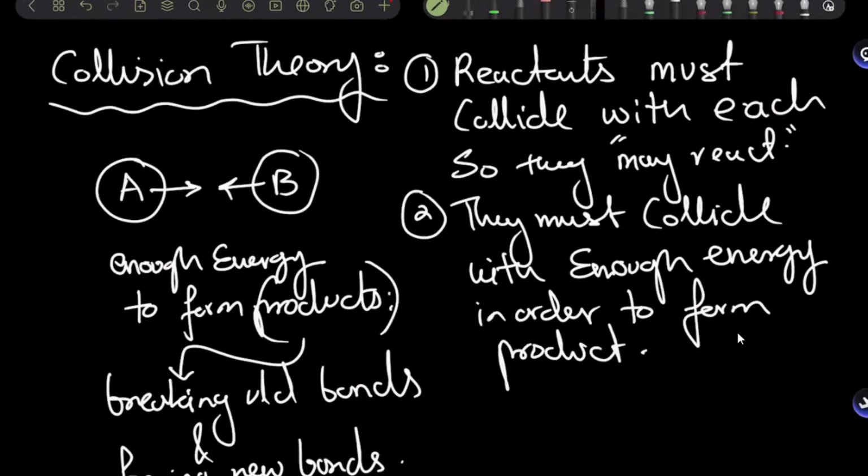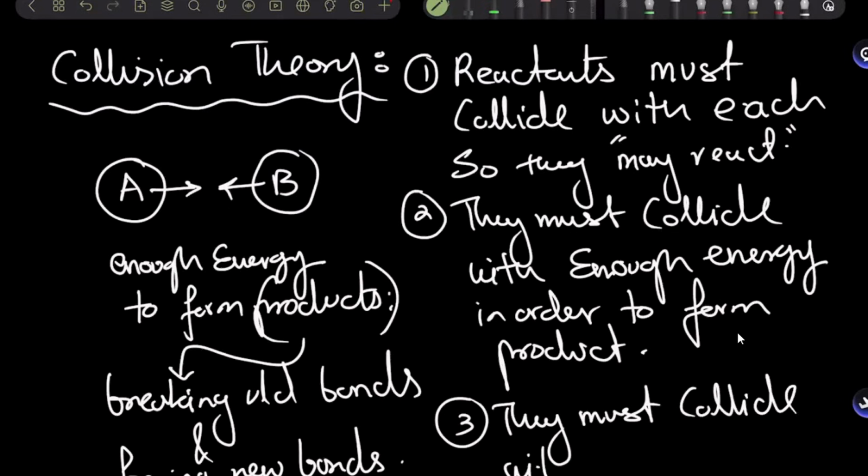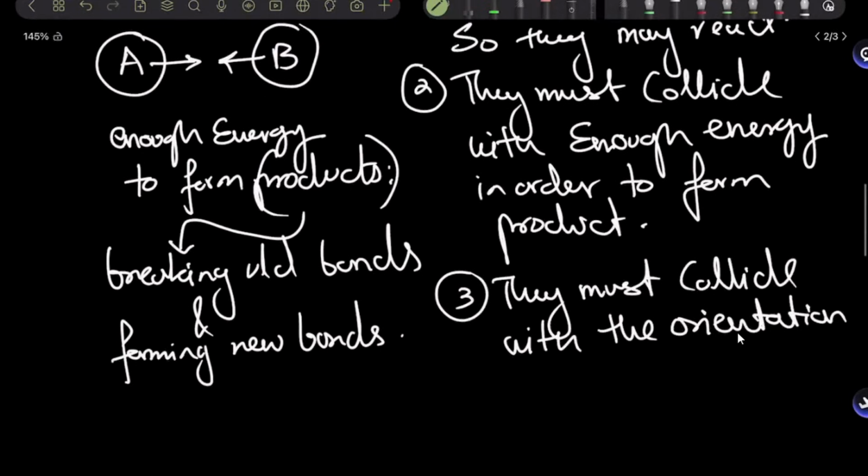All right. But again, if they have enough energy, they may or may not still react with each other. Because there's a third factor involved over here. And that's the third postulate, that their orientation must be correct. They must collide with the correct orientation. I'll explain this with an example. They must collide with the suitable, we can say with the correct or the suitable orientation.